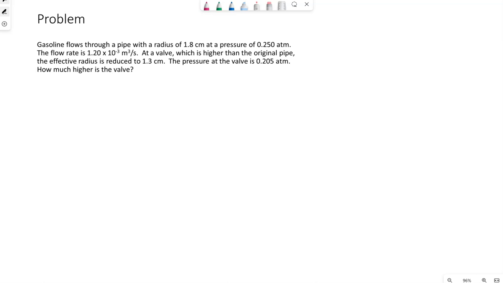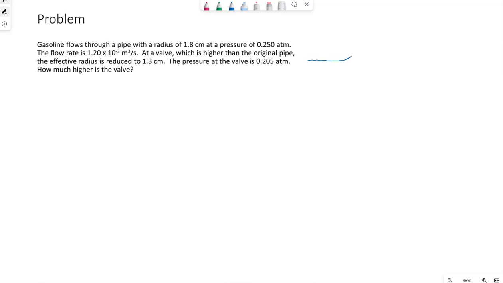So one more example problem here. Gasoline flows through a pipe with a radius of 1.8 centimeters at a pressure of 0.25 atm. The flow rate is 1.2 times 10 to the negative 3 meters cubed per second. At a valve which is higher than the original pipe, the effective radius is reduced to 1.3 centimeters. The pressure at the valve is 0.205 atm. How much higher is the valve?